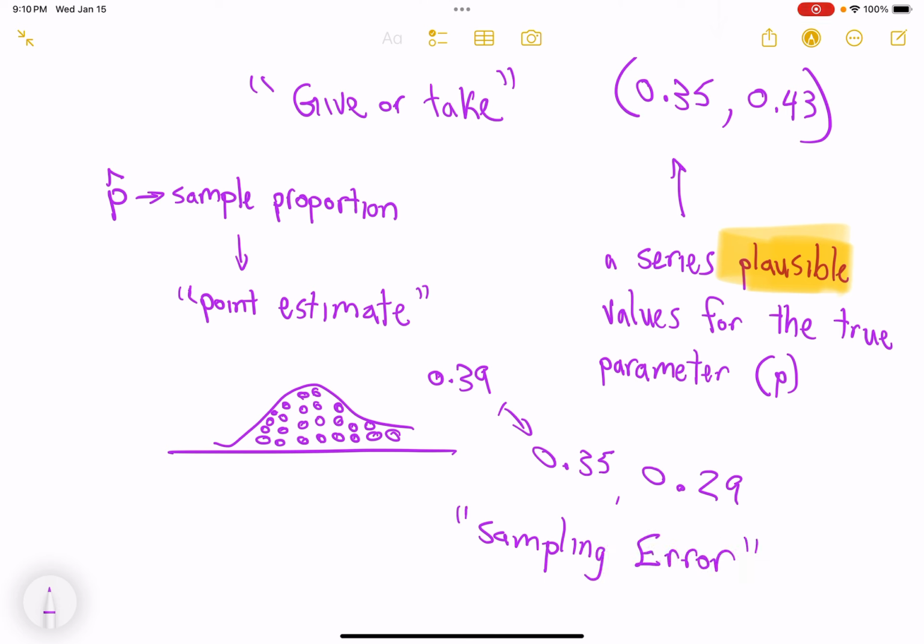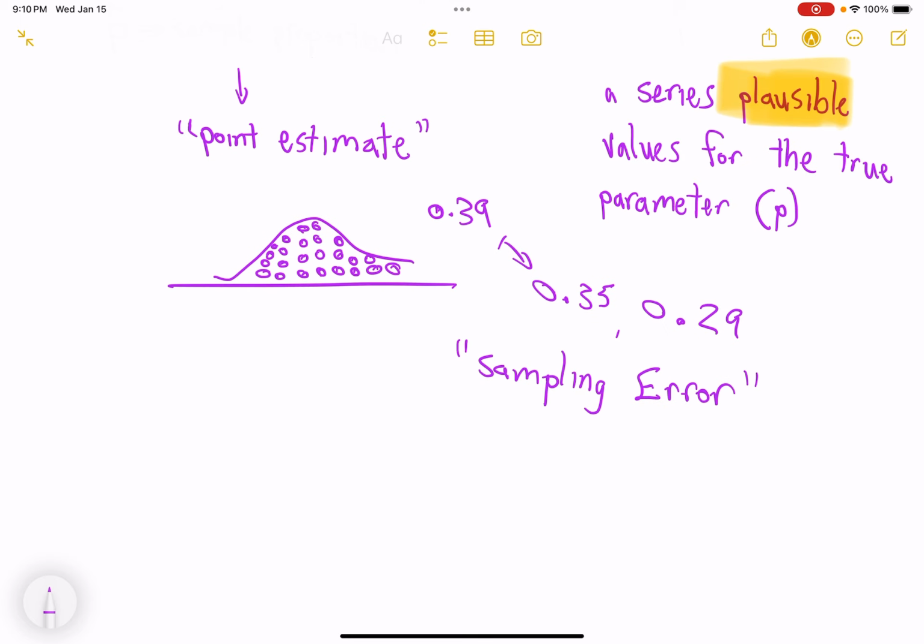And sampling error is just the amount of distance that you find between any given sample and the true proportion, or the true mean if we're talking about quantitative data. Okay? And we are using this to find a plausible range of values. That's what I say at the bottom of slide 5. So let's roll forward to slide 6.